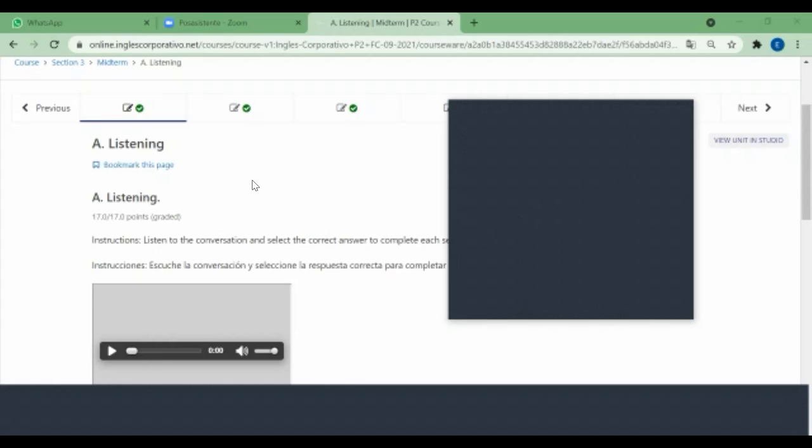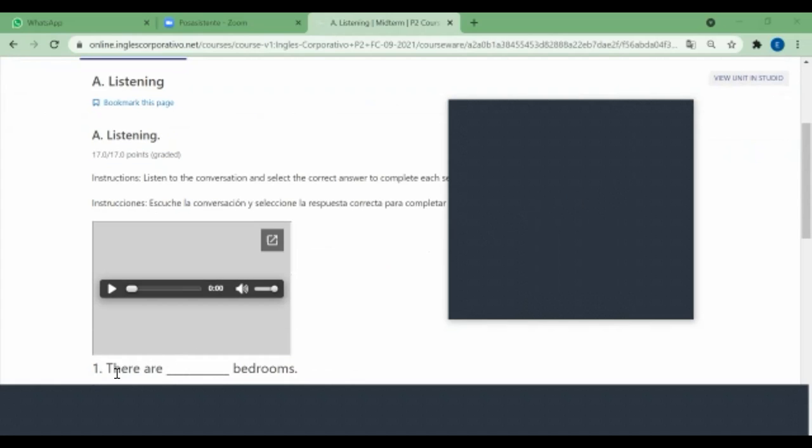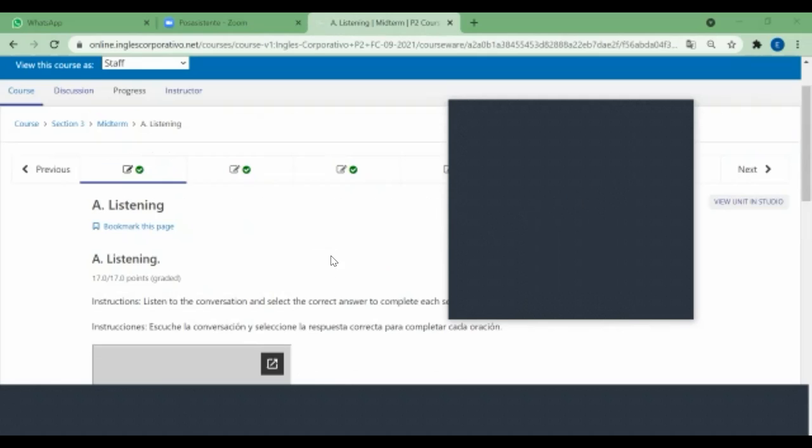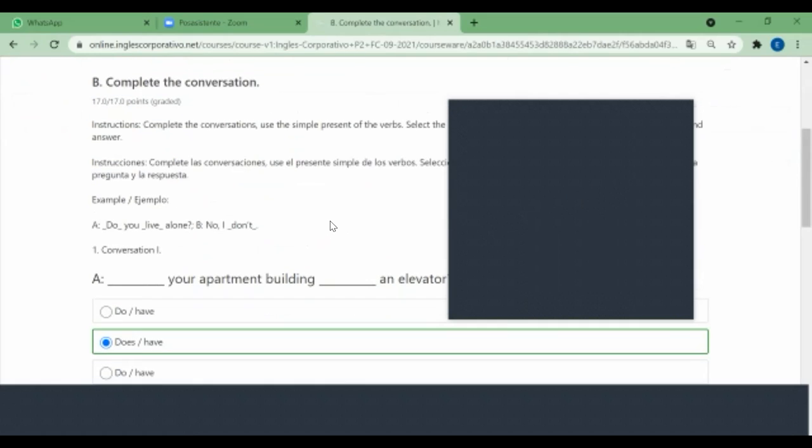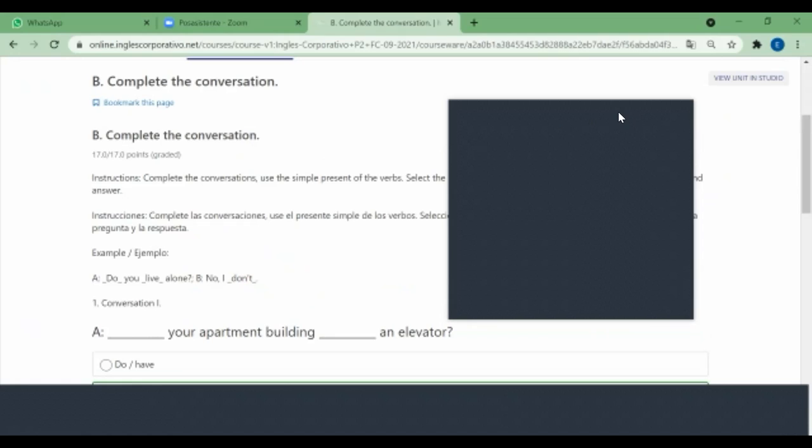So in this listening part, you have to choose the correct answer to complete this. There are and there is. There are and there is in this part. So in the second part, you have to complete the conversation. Tiene que completar esta conversación utilizando el presente.